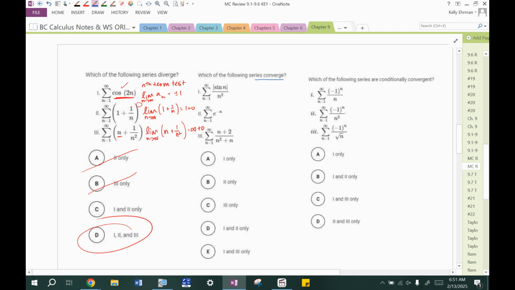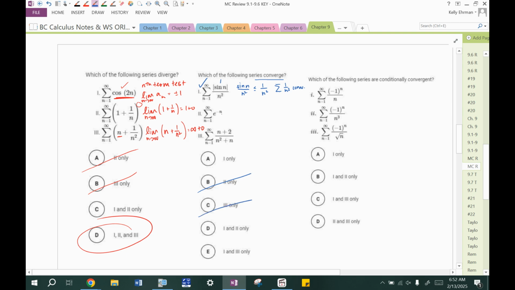Which of the following series converge? All right. Now, absolute value of sine means that the most this can ever be is 1. Sine and cosine can be anything between -1 and 1. So I can compare sine of n over n squared to 1 over n squared, and it'll always be less than or equal to that value. And I know that this little p series converges. So that means that it's pushing down on the other one. So 1 does converge. So that knocks out 2 only and 3 only.